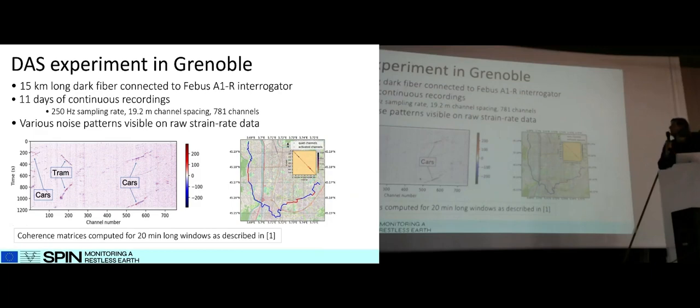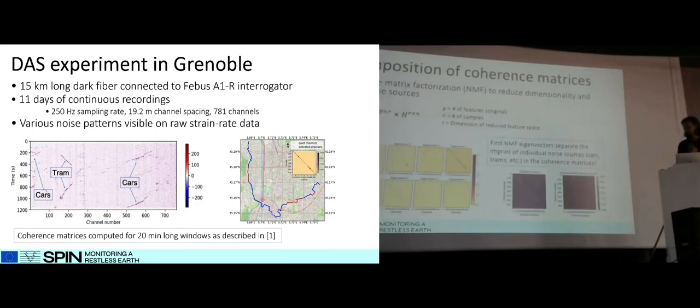The data we used was from an experiment in Grenoble. You can see the outline of the fiber here. It runs basically from Saint-Martin-d'Hères to Échirolles and up to Fontaine, for those people who know Grenoble a little bit. It's a 50-kilometer long dark fiber, and we recorded data for 11 days. There are various noise sources in the data, mostly cars and trams, what you expect in a city. We have more than a terabyte of data, and we want to understand this data a little bit more in detail.